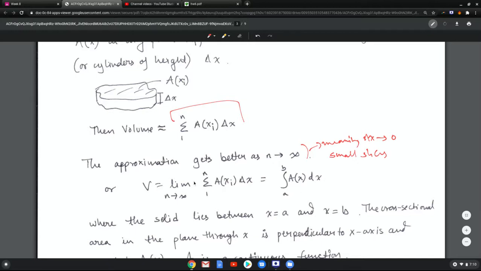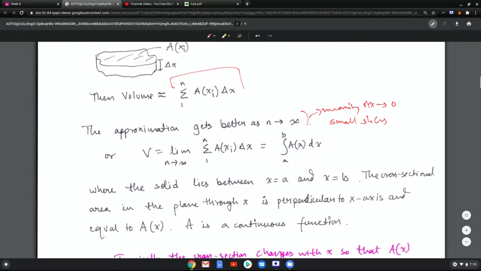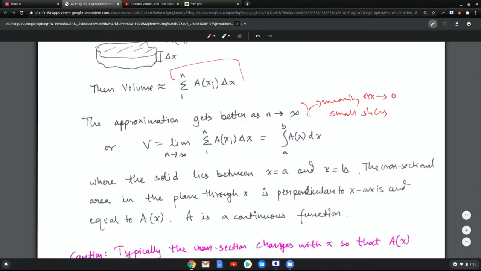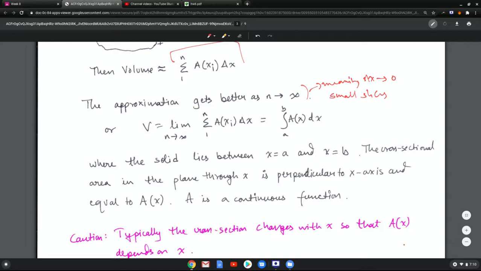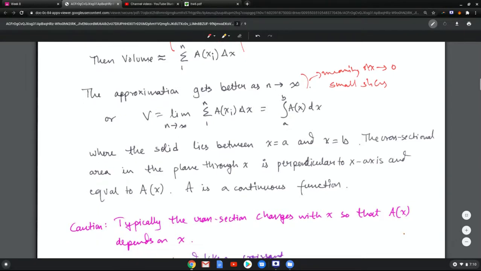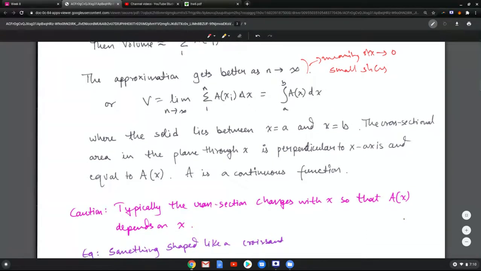So the volume becomes the limit of the sum, which becomes the integral of this area, with the solid lying between x equals a and x equals b. The cross-sectional area in the plane through x is perpendicular to the x-axis, and is equal to A of x. A has to be a continuous function.